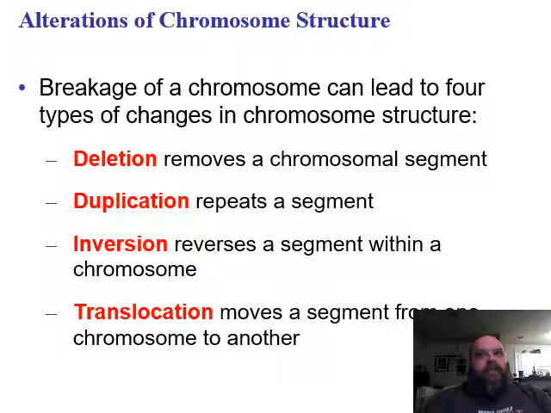Well, let's change it up a bit. What happens when the chromosomal number is correct, but there's been alteration of the chromosomes themselves? We see here four alterations that may occur to individual chromosomes: deletion, duplication, inversion, translocation.